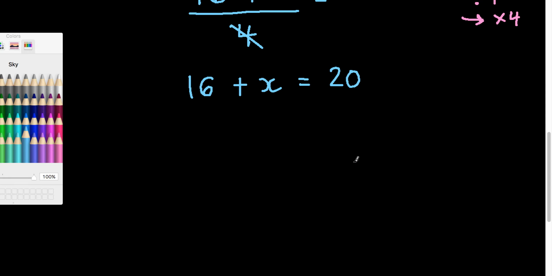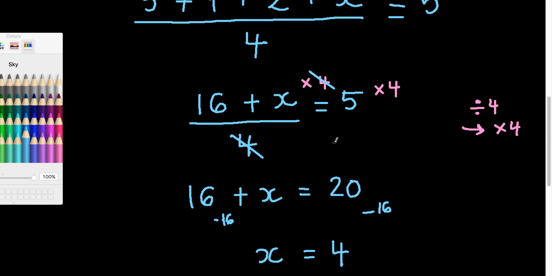And now we can probably see our answer. We want to take away this 16 from both sides. That leaves us with x equals 4, 20 minus 16 giving us 4. So what this is telling us is in the next game, Callie will need to score 4 goals so that she has an average of 5 goals per game.